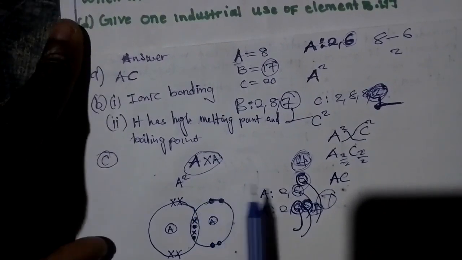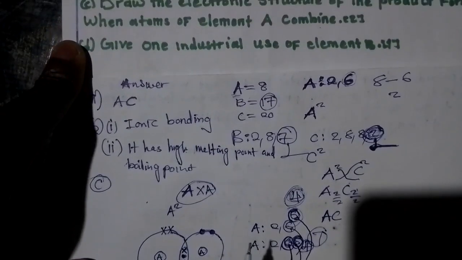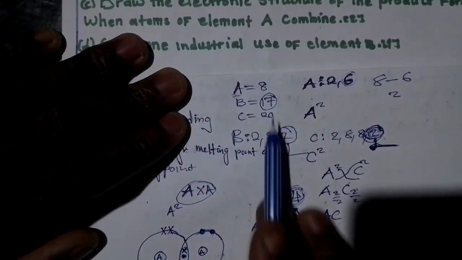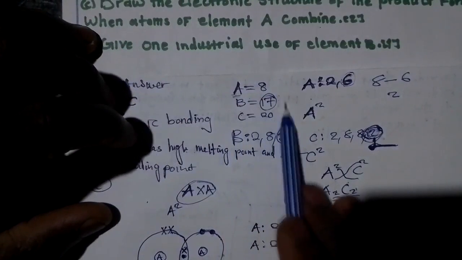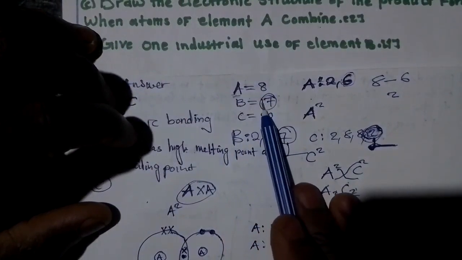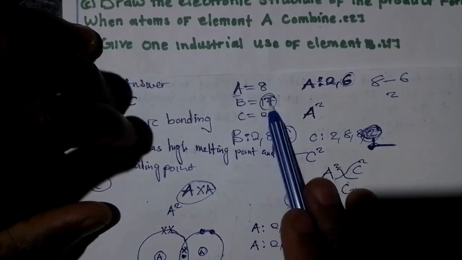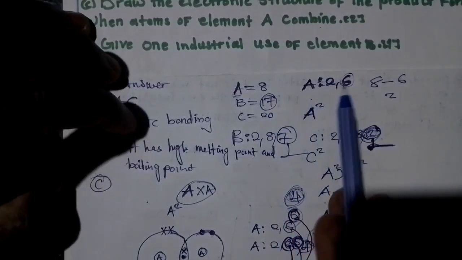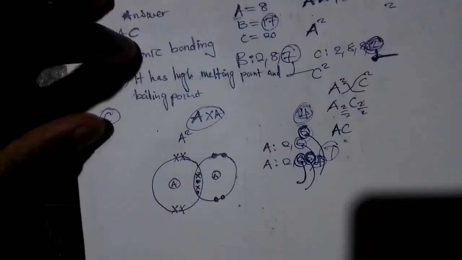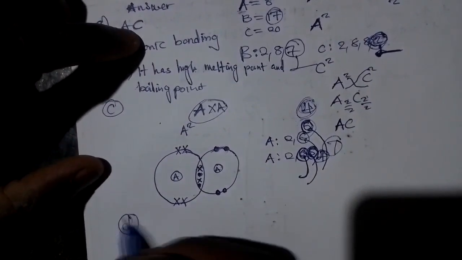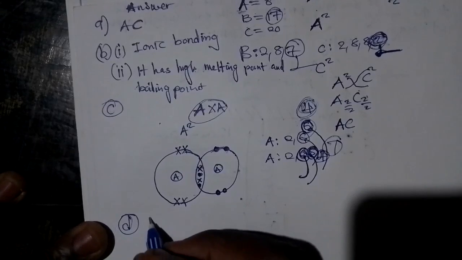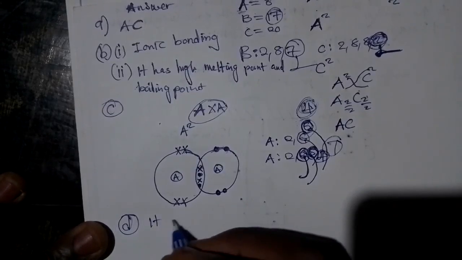Then the last one, which is D, is saying, give one industrial use of element B. So what is element B? Element B is having 17 electrons. Now, an element which has 17 electrons on the periodic table is chlorine. So here I'm going to write the uses of chlorine in industry. I'm going to say it is used as a bleaching agent.